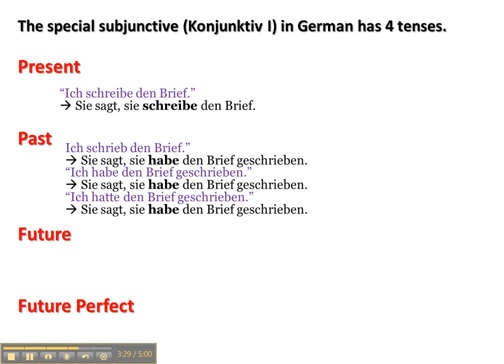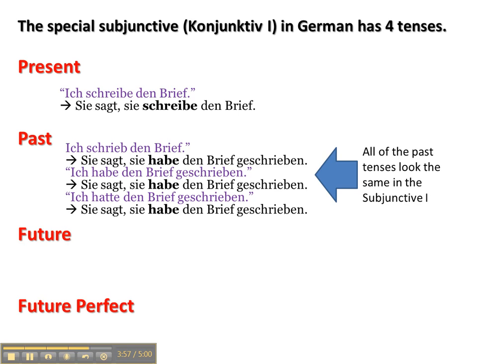So in the past tense I have three examples of past tenses here. Ich schrieb den Brief is the imperfect or simple past. Ich habe den Brief geschrieben, that's the present perfect tense. And then ich hatte den Brief geschrieben, that's the past perfect tense. And we'll do some videos over those a little bit later. But for the Konjunktiv I, all of these past tenses all look the same. And you can see that sie sagt, sie habe den Brief geschrieben for all of them.